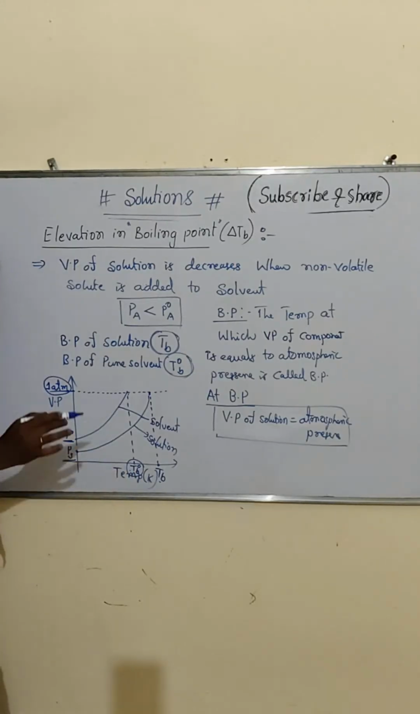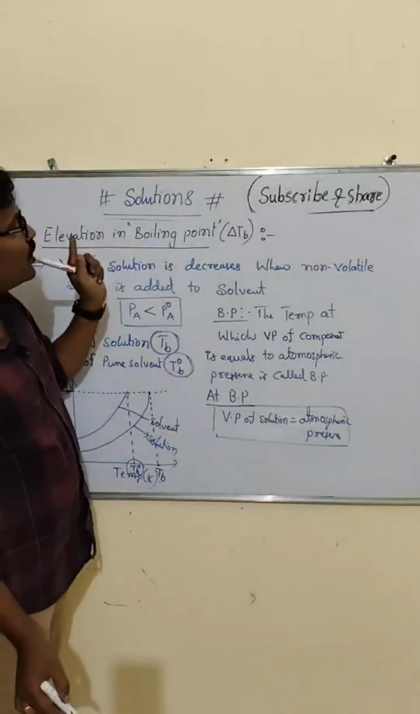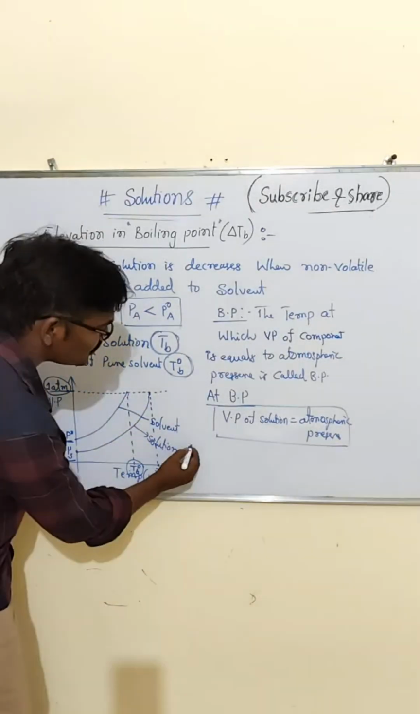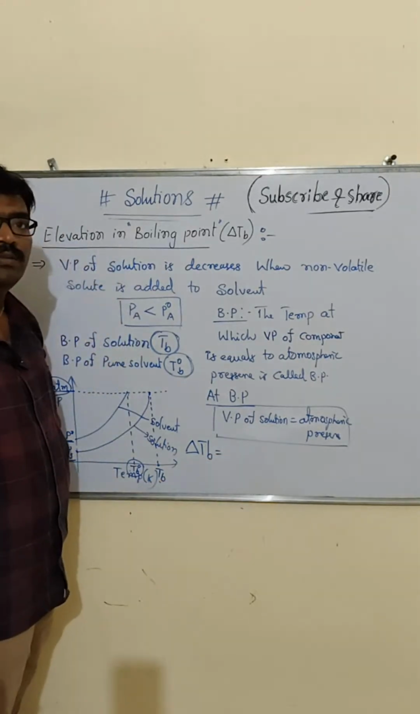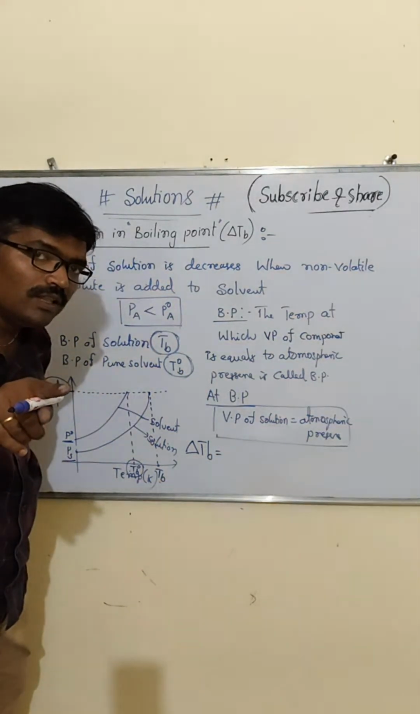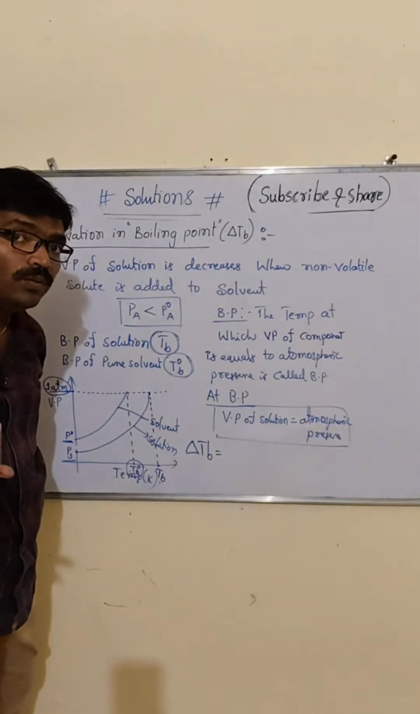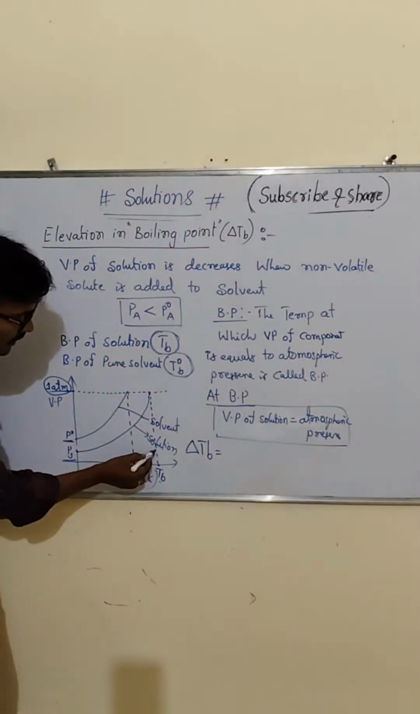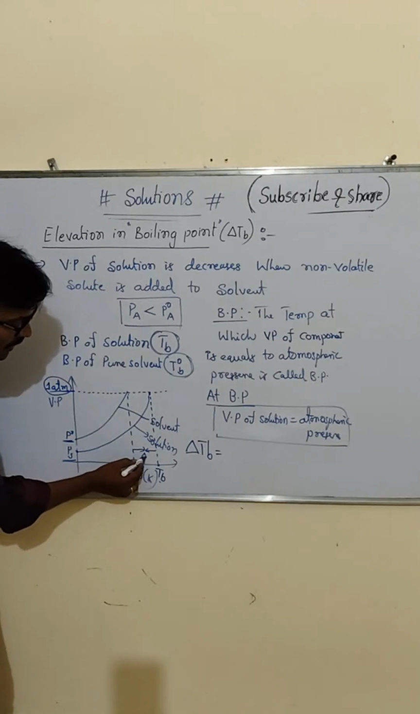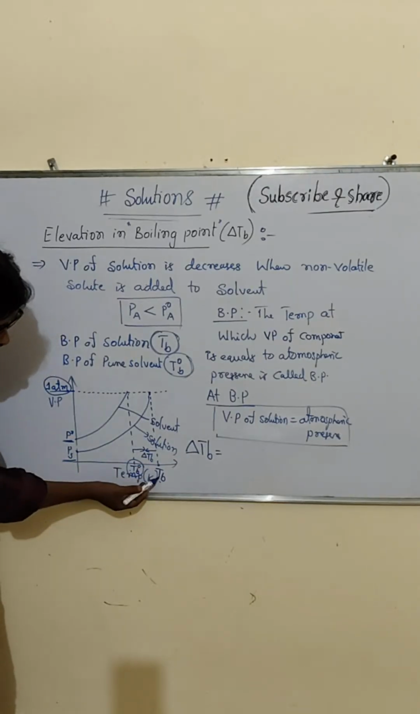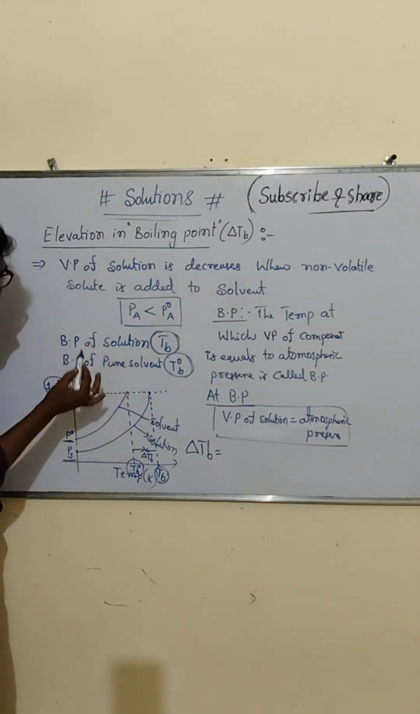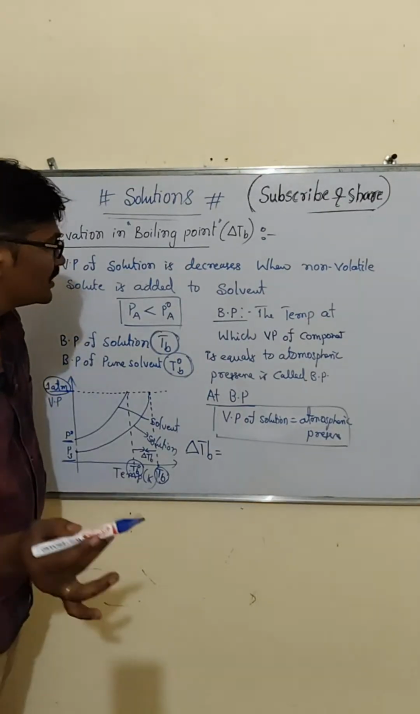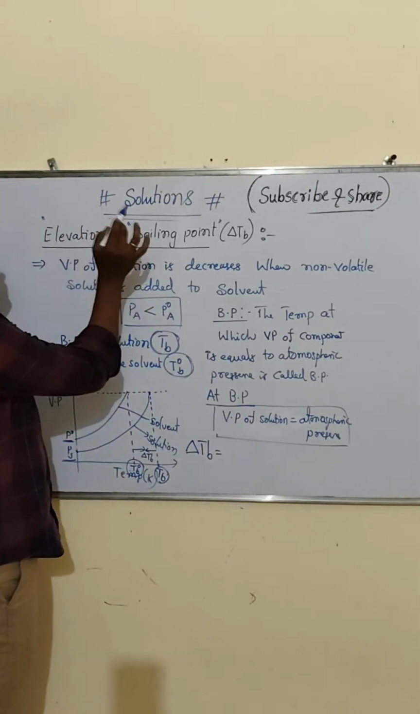So the vapor pressure of pure solvent at which temperature is equal to atmospheric pressure, that we call the boiling point of pure solvent. Now elevation in the boiling point, that is delta TB, means the difference between the boiling point of solution and the boiling point of pure solvent. This difference we call delta TB.